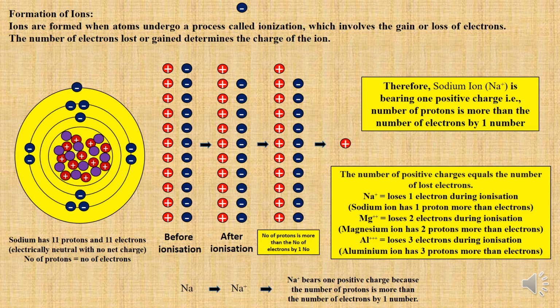So the number of positive charges equals the number of lost electrons. The sodium ion loses 1 electron during ionization and thereby the sodium ion has 1 proton more than electrons. The magnesium ion loses 2 electrons during ionization and therefore magnesium has 2 protons more than electrons. Aluminium loses 3 electrons during ionization and therefore the aluminium ion has 3 protons more than electrons.